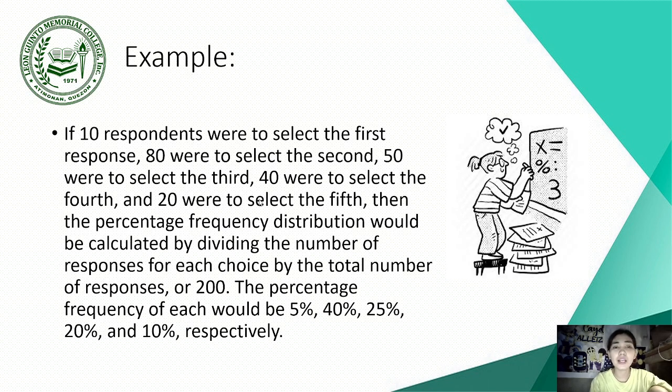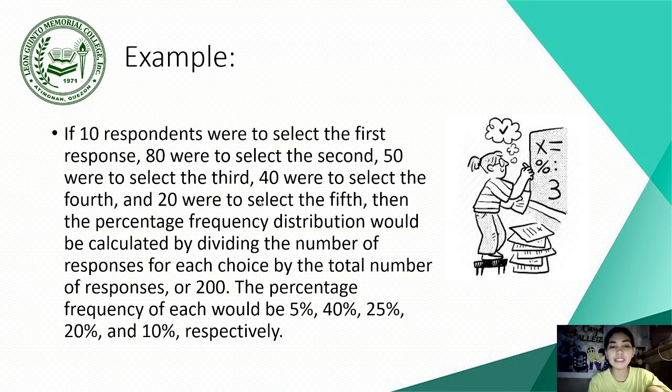If 10 respondents were to select the first response, 80 were to select the second, 50 were to select the third, 40 were to select the fourth, and 20 were to select the fifth. Then the percentage frequency distribution would be calculated by dividing the number of responses for every choice by the total number of responses. Or let's say it's 200.